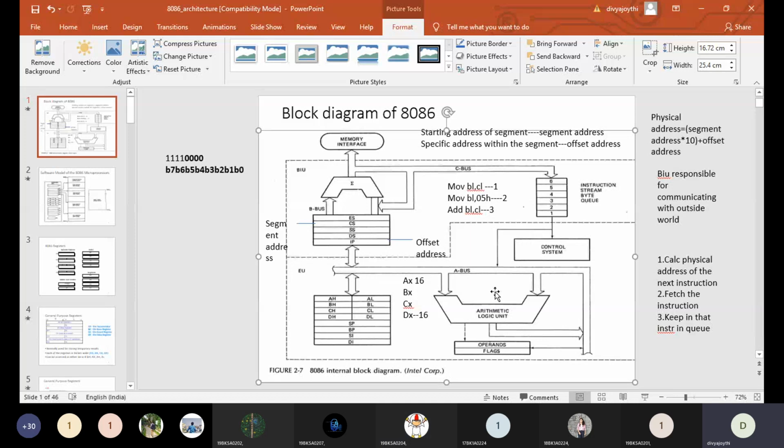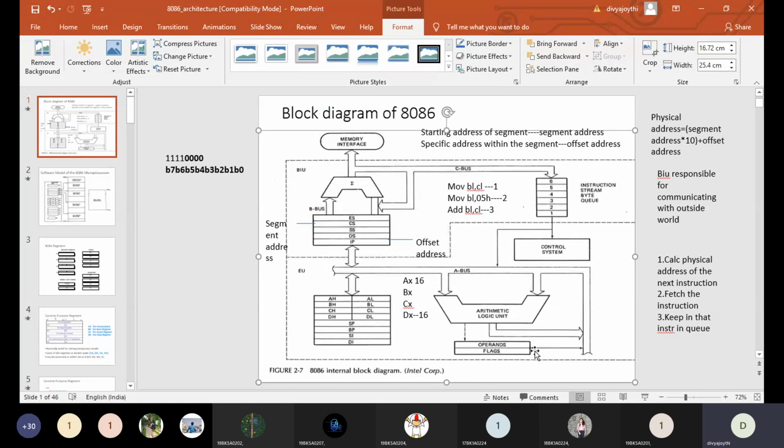Positive, ma'am. Positive. Similarly, when you add 2 negative numbers, the output will be negative. And with 1 positive number and 1 negative number, it might be positive or negative, based on the numbers that we are giving. So here, the flag register will give you the status of your result.